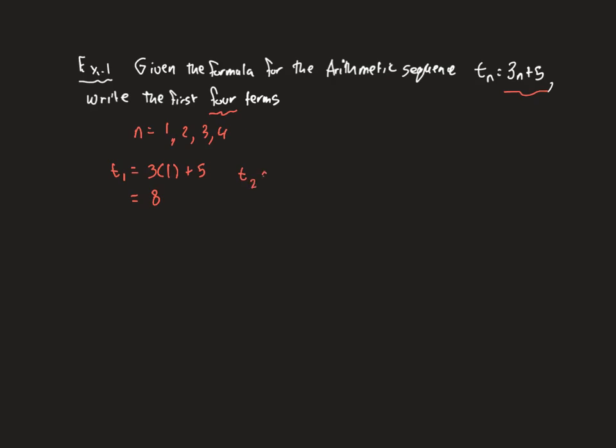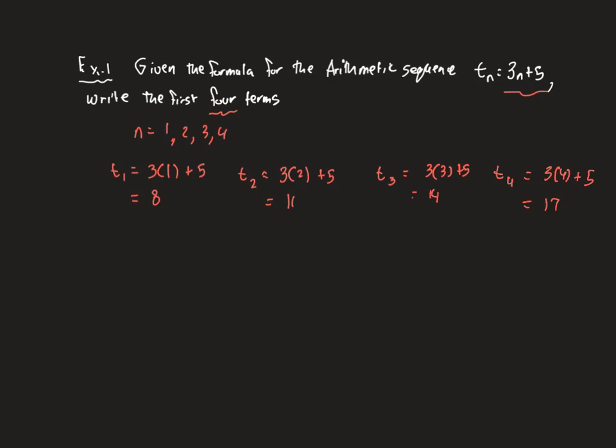T of 2, 3 times 2 plus 5. 6 plus 5 is 11. T of 3, 3 times 3 plus 5. 3 times 3 is 9, plus 5 is 14. And t of 4, 3 times 4 plus 5. 3 times 4 is 12, plus 5 is 17. So my first 4 terms would be 8, 11, 14, and 17.